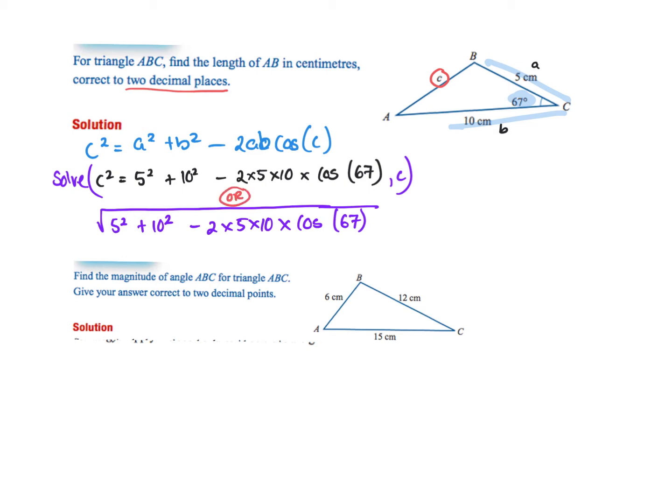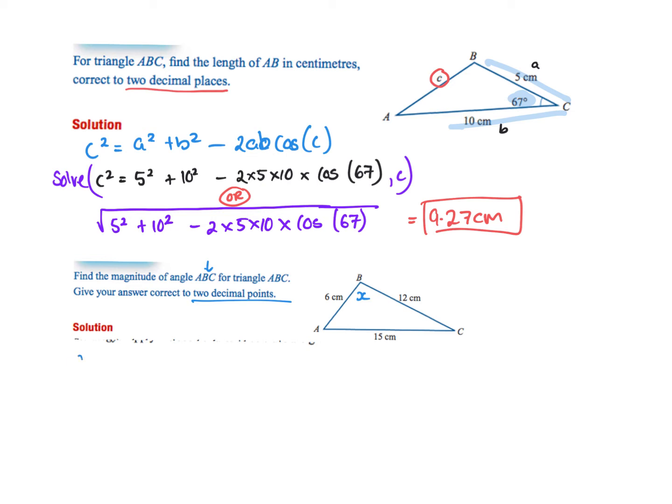So I'll just show you. Okay, so we got the answer to be, to 2 decimal places, 9.27 centimeters. Okay. All right, so let's have a look at this next one. It says find the magnitude of the angle ABC. So they really want X there, because it's always a letter in the middle. For the triangle ABC, give to 2 decimal points. So we want angle B.